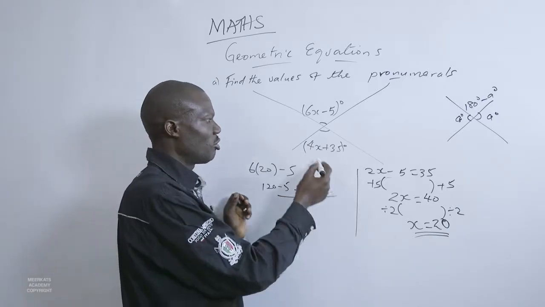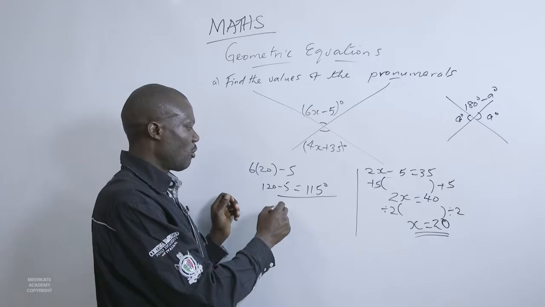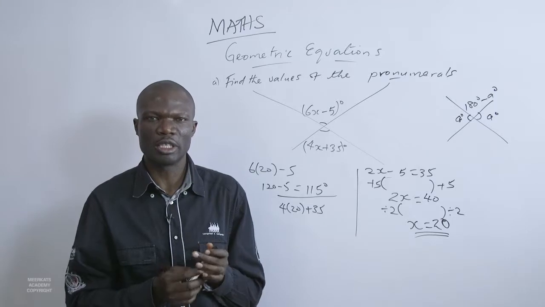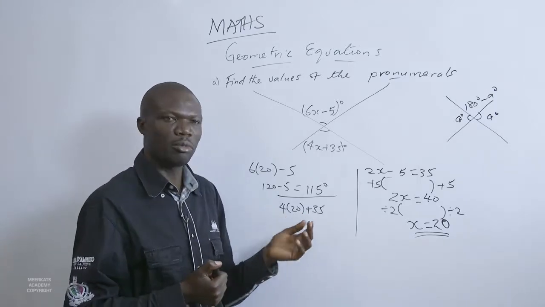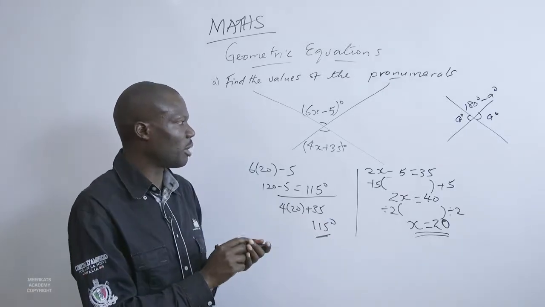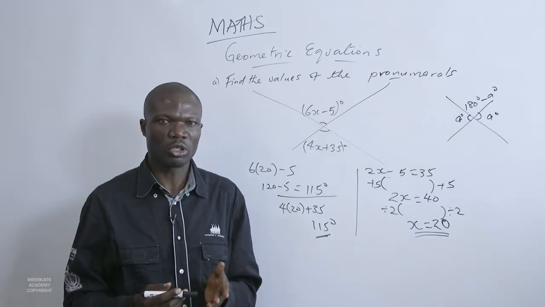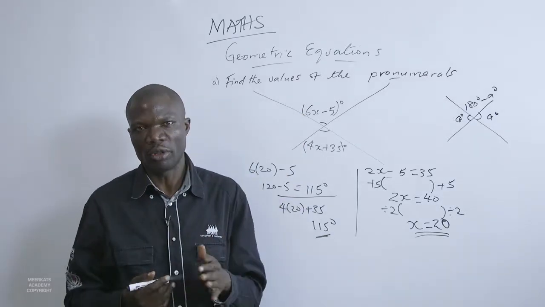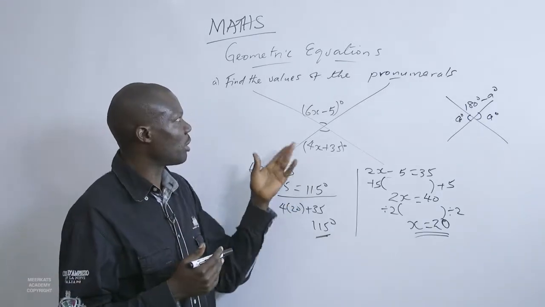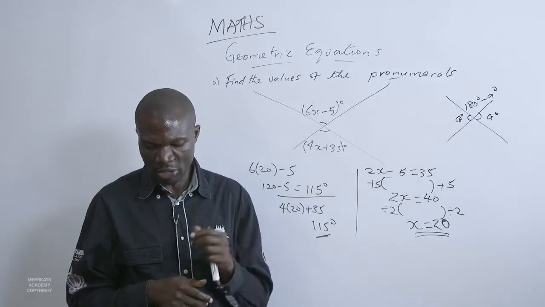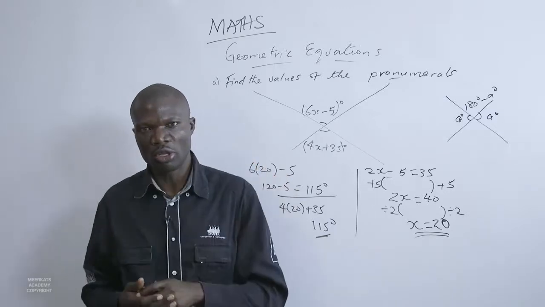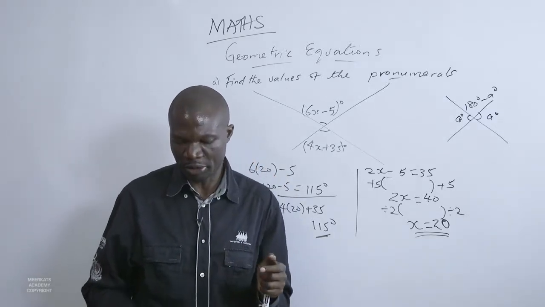But is it true for this other one? Let us also confirm. 4 times 20 plus 35. 4 times 20 is 80, and 80 plus 35 is 115. So we have confirmed that the two directly opposite angles are equal. So solving equations can also be applied in geometry. Let us look at another question related to geometry, and besides these angles, there are also other areas where we can apply this.